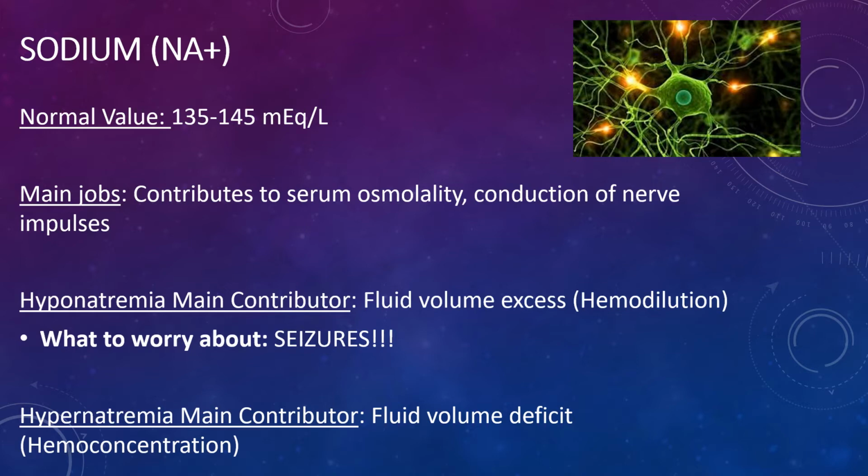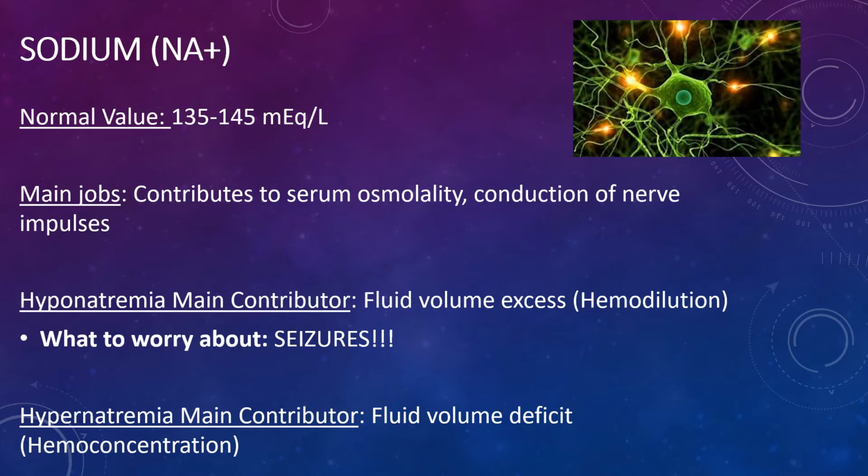And these normal values, y'all, they're going to vary from program to program, from facility to facility. But these are the ranges that I teach my students. So normal sodium level is going to be from 135 to 145. The main job, like I said, of sodium, conduction of nerve impulses. So when you think of sodium, think of nervous system, think of nerve impulses.